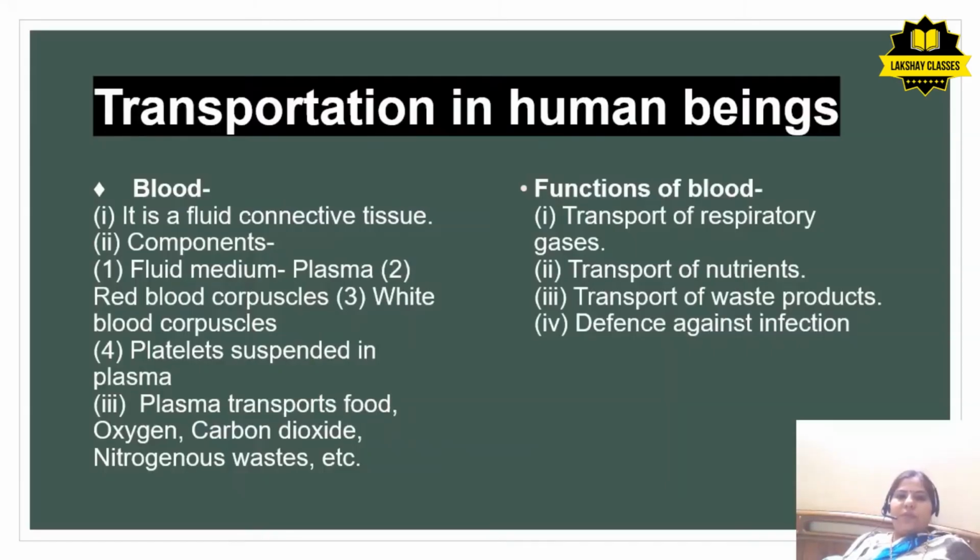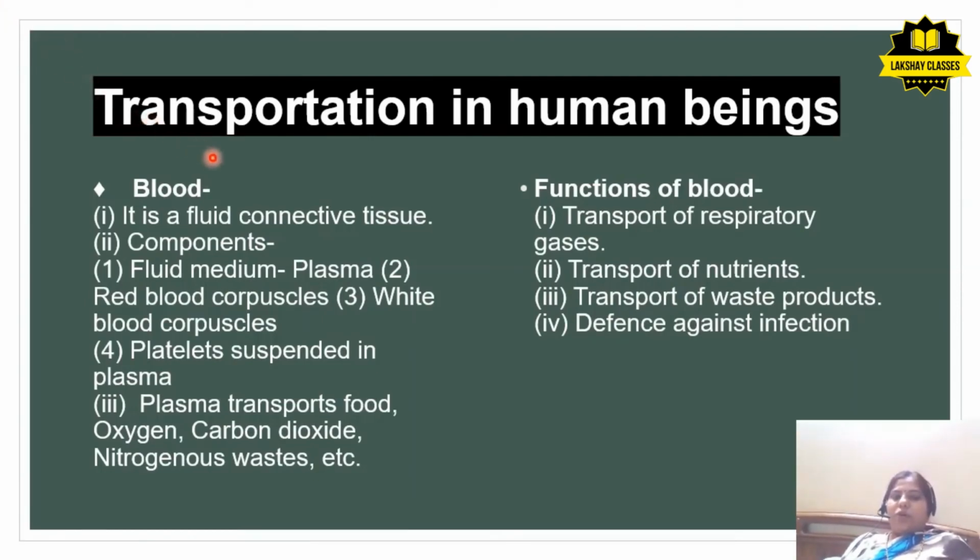So now we will understand the next topic, that is transportation in human beings. Transportation in human beings is also called the circulatory system. The question comes, what are the components of the transportation system in human beings? What are the components of circulatory system?